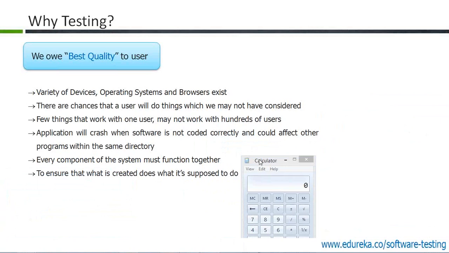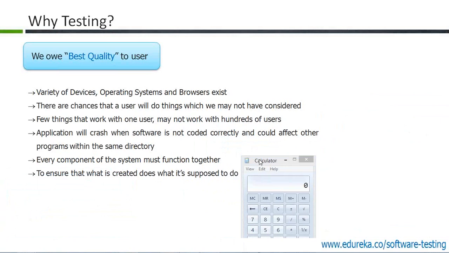So it can work with one user, but if hundreds of users log in at a time, the speed and everything will drastically come down. So even that has to be tested. A few things that work with one user may not work with hundreds of users. I hope you understand what I mean.